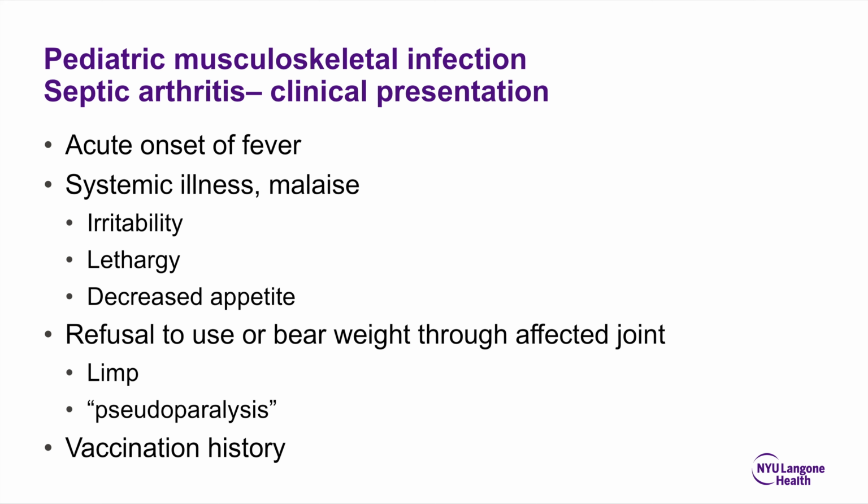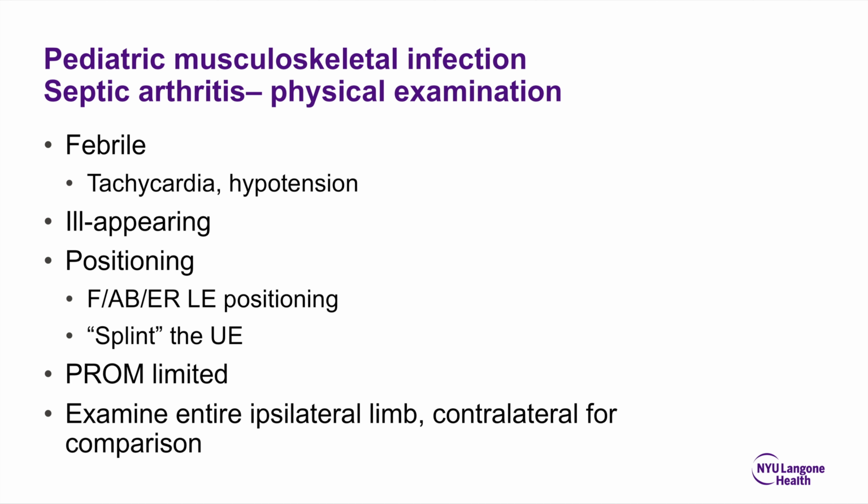They may again be systemically ill, have malaise. They may be irritable or lethargic with a decreased appetite. Typically, they'll refuse to use or bear weight through the joint that is affected, so they may limp, or you'll note pseudo-paralysis of an affected upper extremity, and you always want to take a vaccination history.